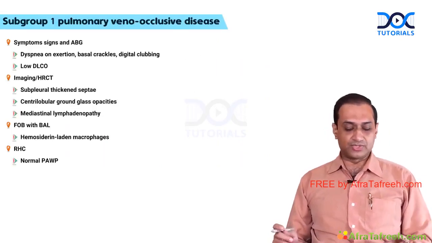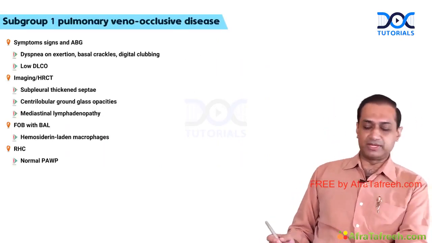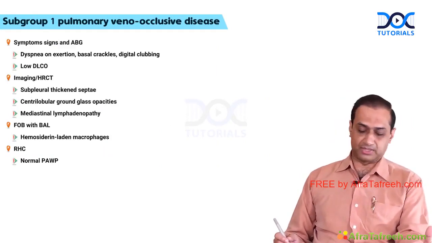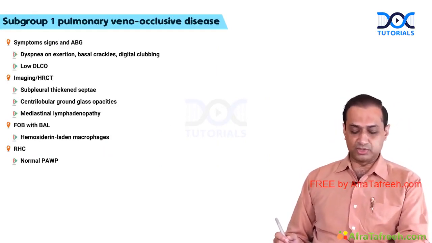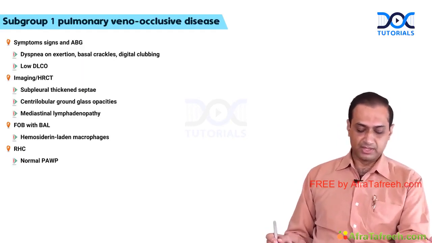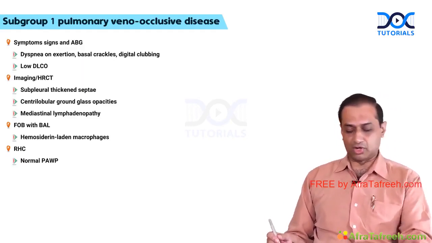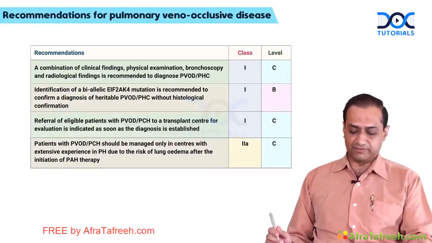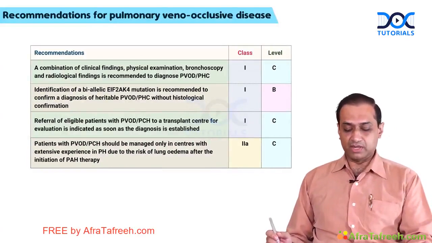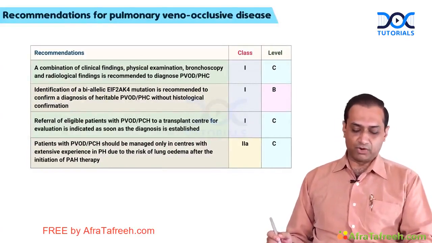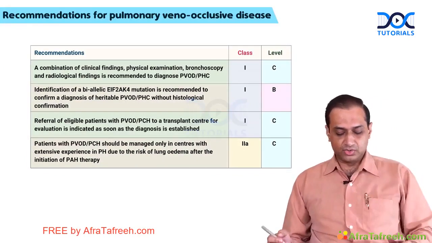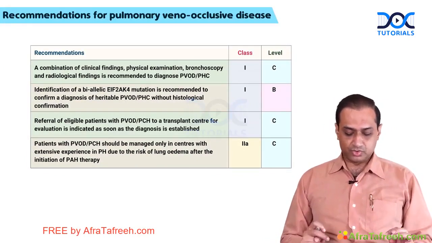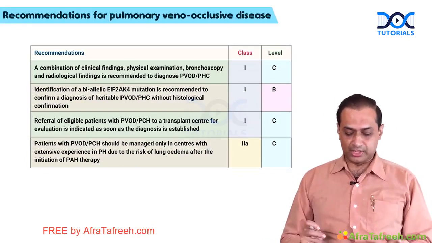PVOD and PCH, the pulmonary veno-occlusive disease: there will be dyspnea at rest, basal crepitations, digital clubbing, low DLCO, subpleural thickening, central lobular ground glass opacity with lymphadenopathy, and hemosiderin-laden macrophages with normal PA wedge pressure. In this group of patients, you would suspect EIF2AK4 mutation, and referral for transplant is preferred, and it should be managed only in centers with extensive experience.